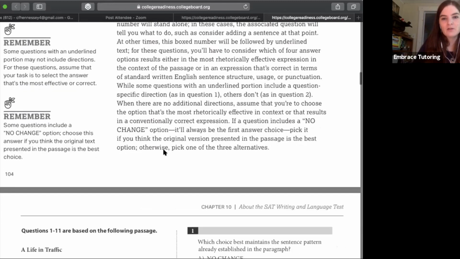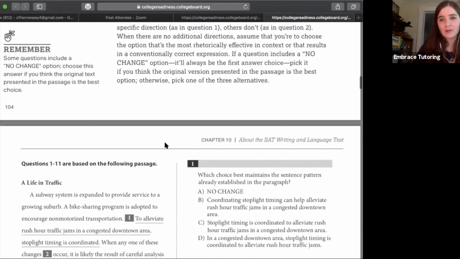Because you don't want to get confused here. This is a shorter section than the reading test, but grammar can be tricky for a lot of people.